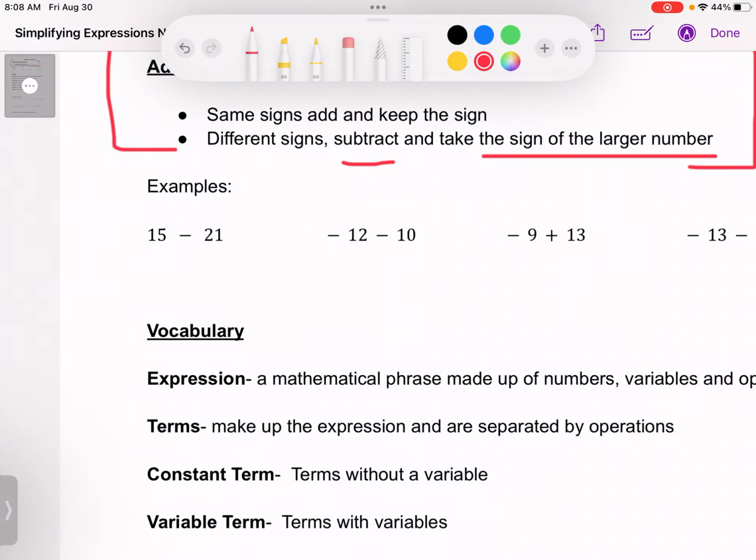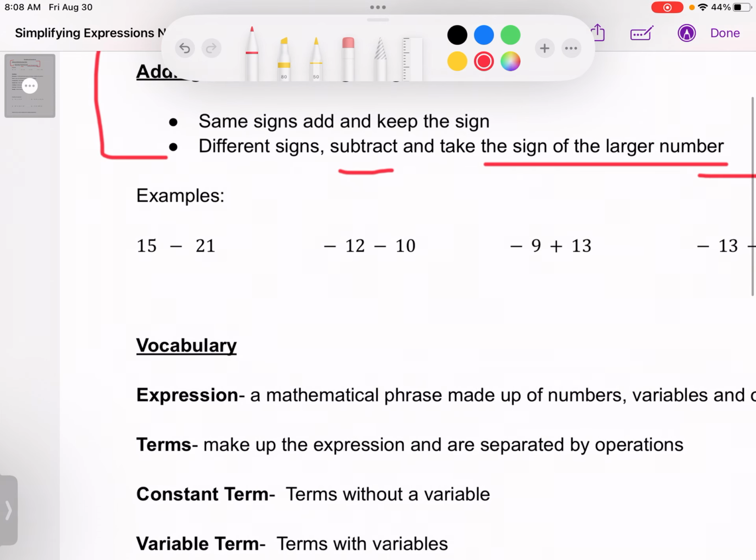And so I want to look at just a few quick examples. Notice in the first example, 15 would be positive. 21 has a minus or negative sign in front of it, but clearly the signs are different. Those are two different signs, no matter what you call them. So we're going to subtract the numbers. 21 minus 15 is 6. And then we take the sign of the bigger number. We have more 21s, more negatives, and so the answer would be -6.